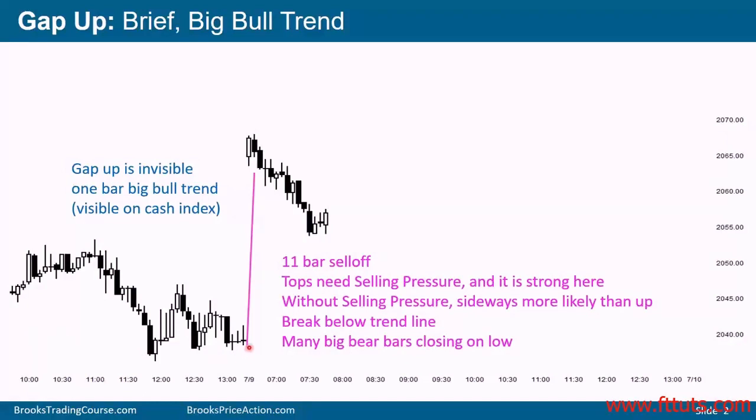While the bulls were strong enough to create a big gap up, they were not strong enough to get good follow-through buying. We have 11 bars down, many good-sized bear bars, consecutive bear bars here, 3 bear bars here, 2 closing on their lows, both with good-sized bear bodies. This is pretty good selling pressure, a pretty good sign that the bears are reasonably strong, despite the big gap up.